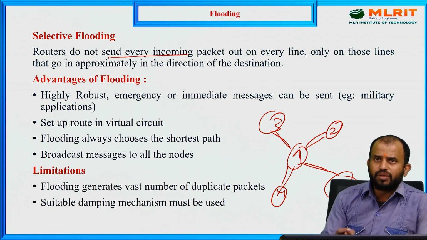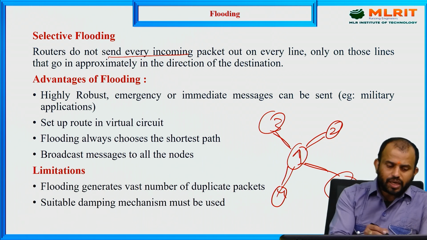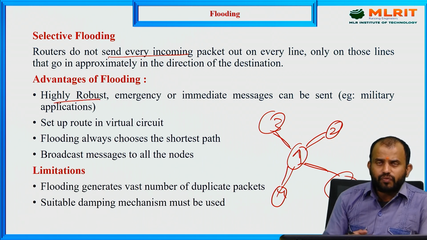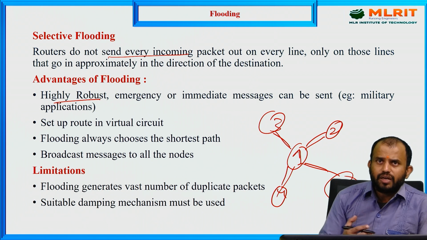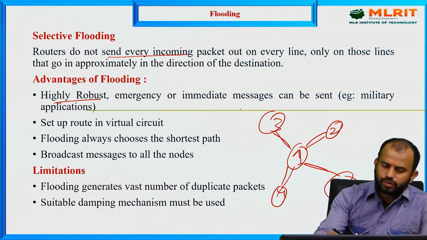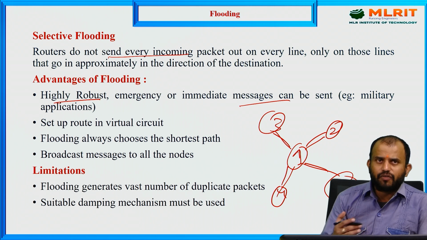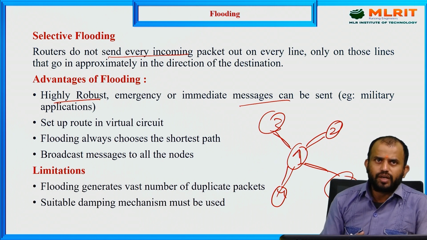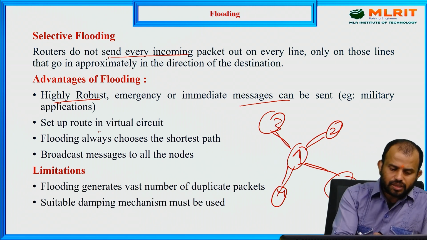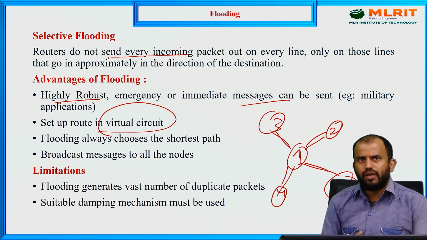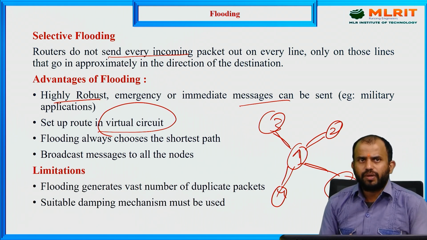We have to choose the limitation of distance value, so that it is highly robust and highly reliable. If you go for any kind of emergency system or intermittent system, we go for this kind of flooding mechanism. Generally in military applications and space applications, we use this kind of flooding mechanism. It is very helpful for creating a virtual circuit mechanism.